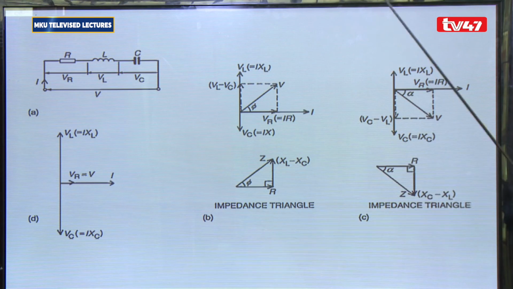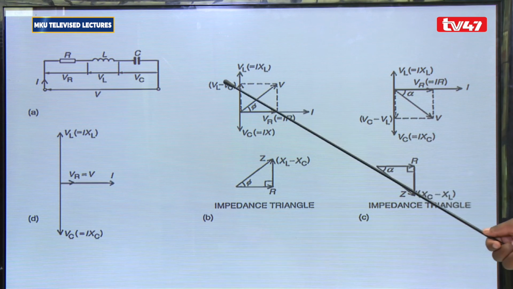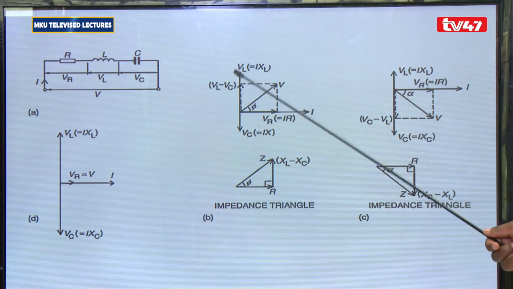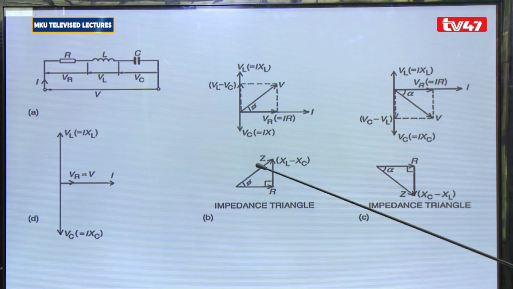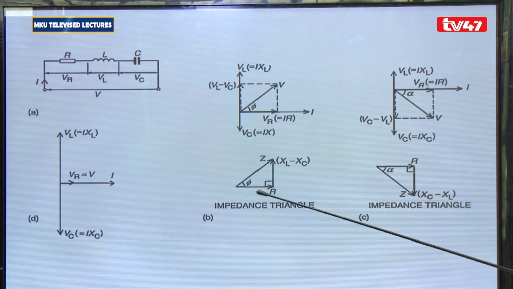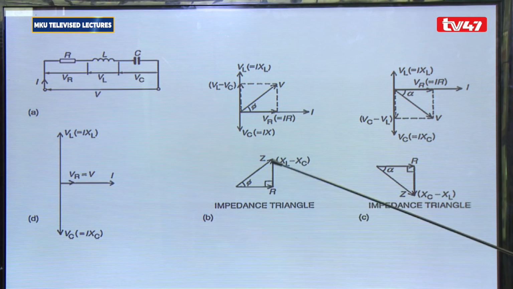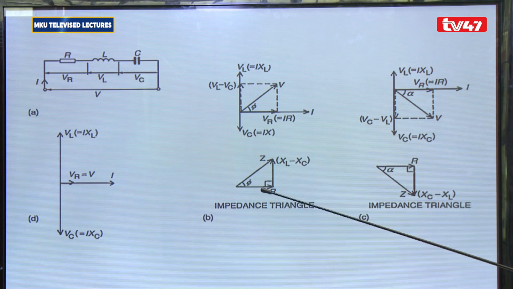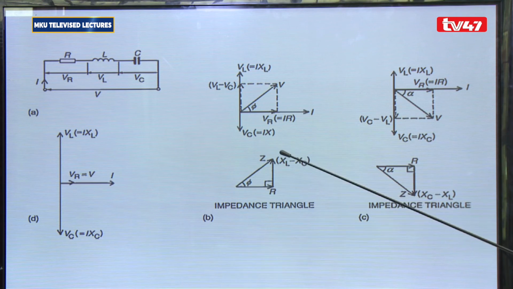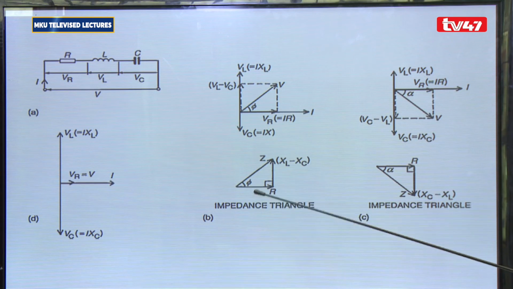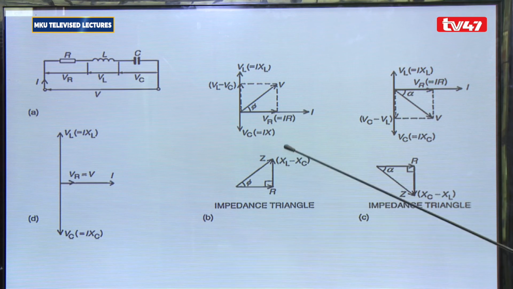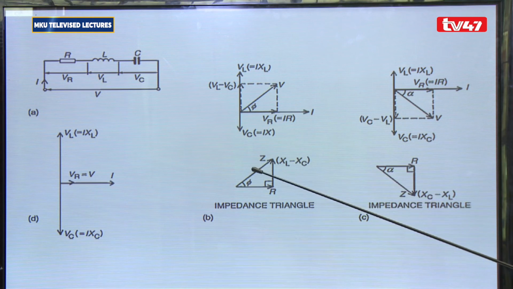When you have the value of VL or XL greater than XC, of course, the impedance triangle is going to have, again, the value of R on the horizontal, the difference between the two reactances on the vertical, and then the square of the two added together, and you get the square root, will give you Z.